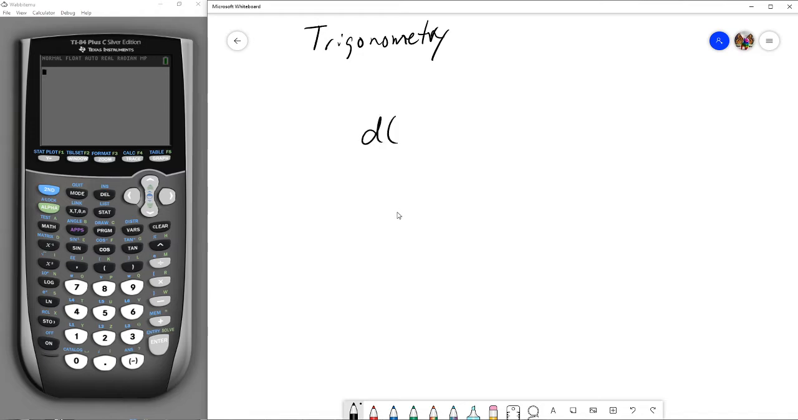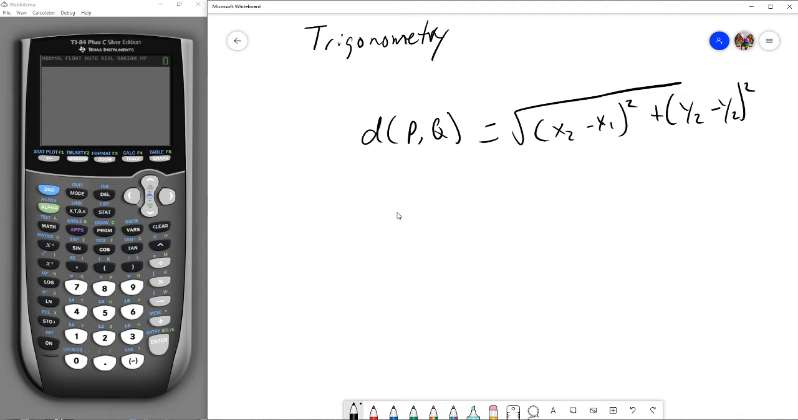So we know that the distance between P and Q is equal to the square root of the quantity x2 minus x1 squared plus the quantity y2 minus y1 quantity squared. Now, if we want to figure out the distance between these 2 points, we need to start thinking about it in terms of a programmer. So when I think about this equation, I want to think of it as having 4 inputs. I need to know what x2 is, I need to know what x1 is, and y2.